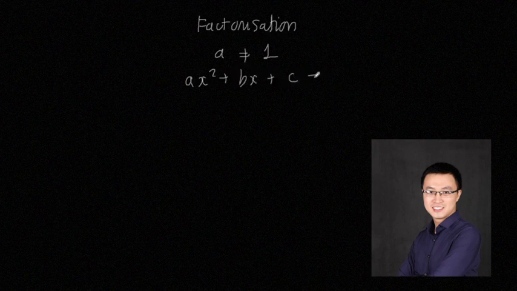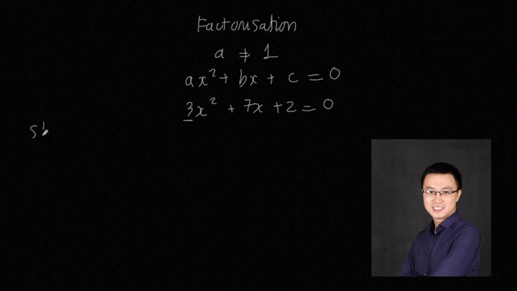Hello. For this video, I want to practice with you the factorization techniques with a different to 1. As you know from the previous exercise, I want to remind you about the technique for factorization with ax squared plus bx plus c equal to 0. For example, I will take 3x squared plus 7x plus 2 equal to 0. This is a quadratic equation with a different to 1.